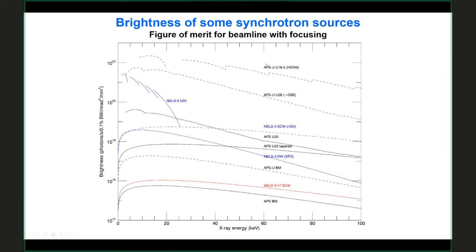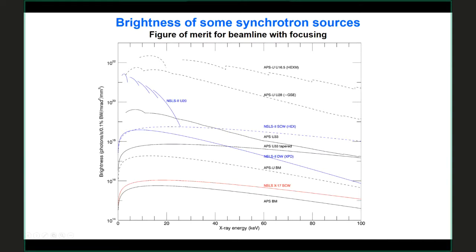The dashed lines on here are what's going to happen to the APS in about 2 years, when it's going to shut down and have an upgrade, and the electron beam is going to get much smaller. And so the brightness is going to go way up on these undulators. It actually goes up on the bending magnet significantly as well. So this is the bending magnet after the APS upgrade. This is the bending magnet now.